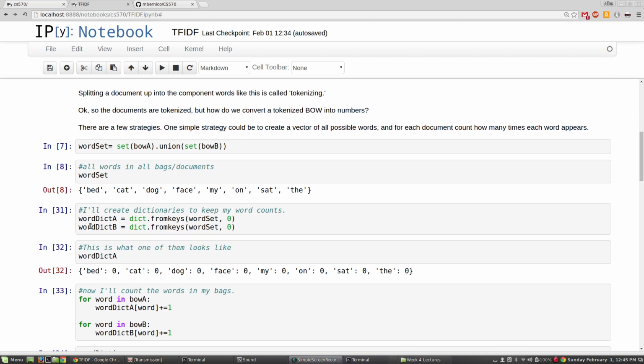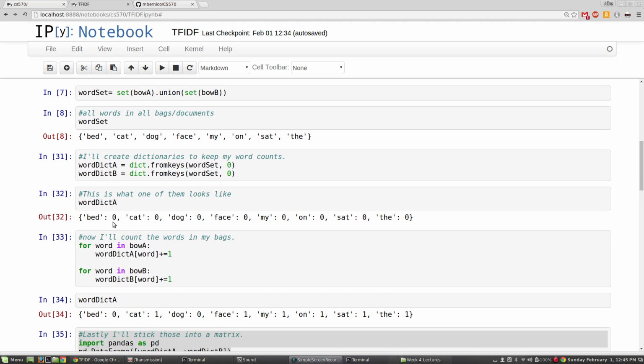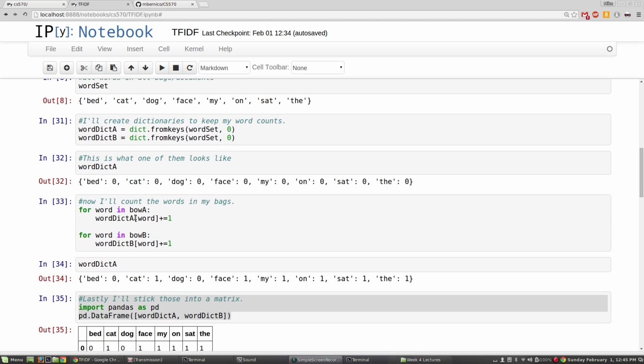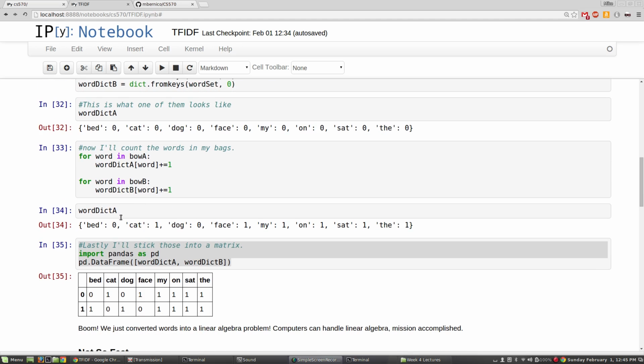All right. So then I'm going to create some dictionaries, one for each bag of words. And I'm going to set all of the values for those dictionaries to 0. So here's example word dict A, which is all set to 0. And then I just go through and I count all the words in my bag of words, and I increment the 0 by 1 if one is found. And so you can see here that word dict A now has a count of all the words that occur and their occurrences. So in word dict A, we can see cat occurs once, face occurs once, my occurs once, and so on.